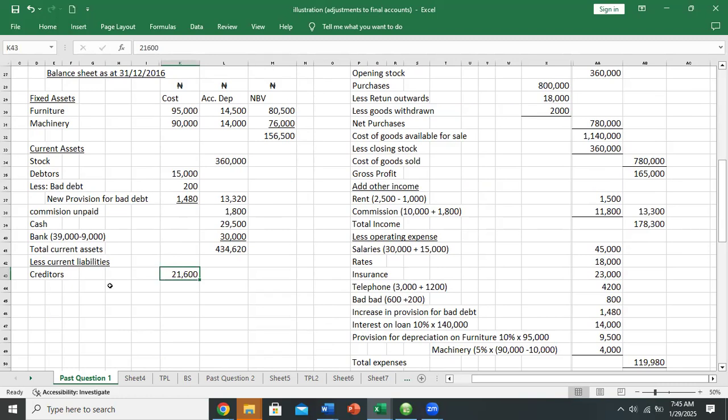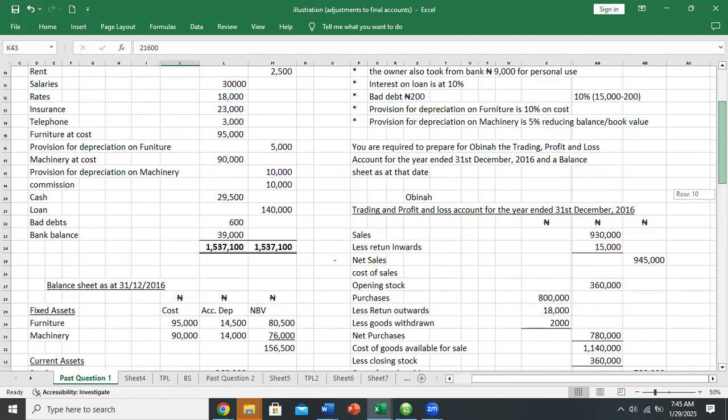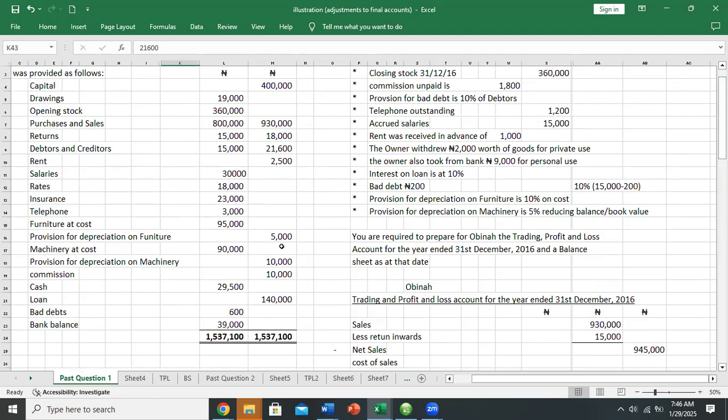Then apart from that, we also saw bank overdraft, if your bank has a credit balance. In this question, there is no bank overdraft, right? Our bank is a debit asset. If it were to be a credit, that would be an overdraft. Then the last two are your expenses owing or accrued and income received in advance. And you'll find them here, right? So you see the expenses owing or outstanding, telephone and salaries.